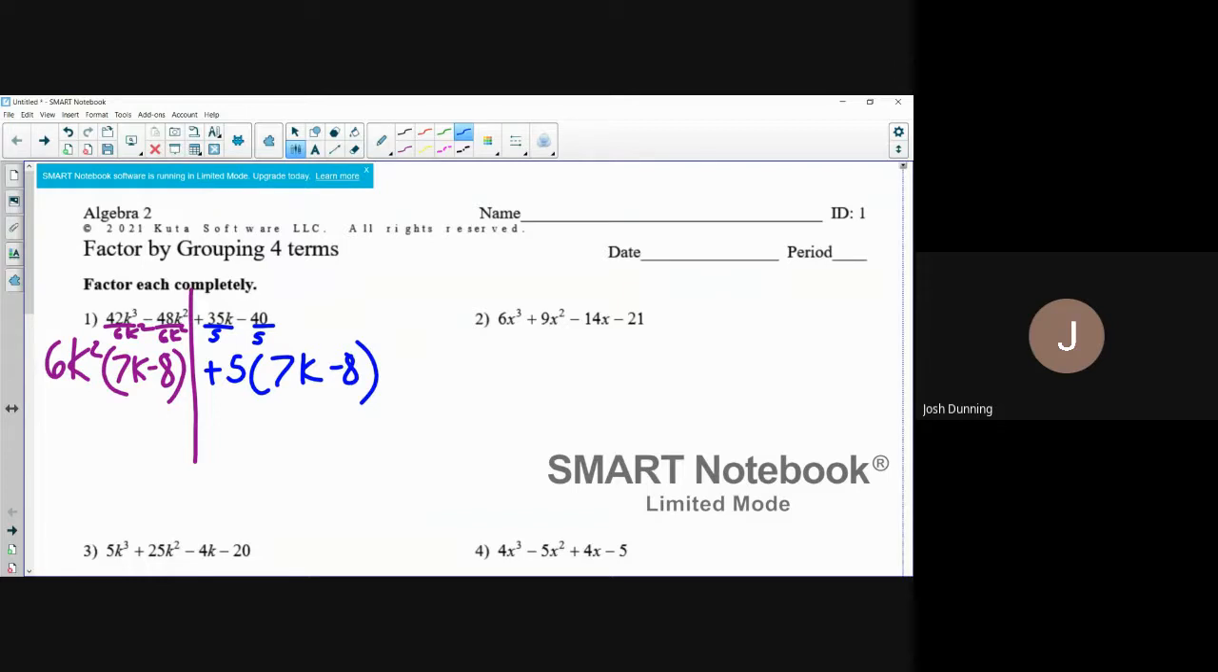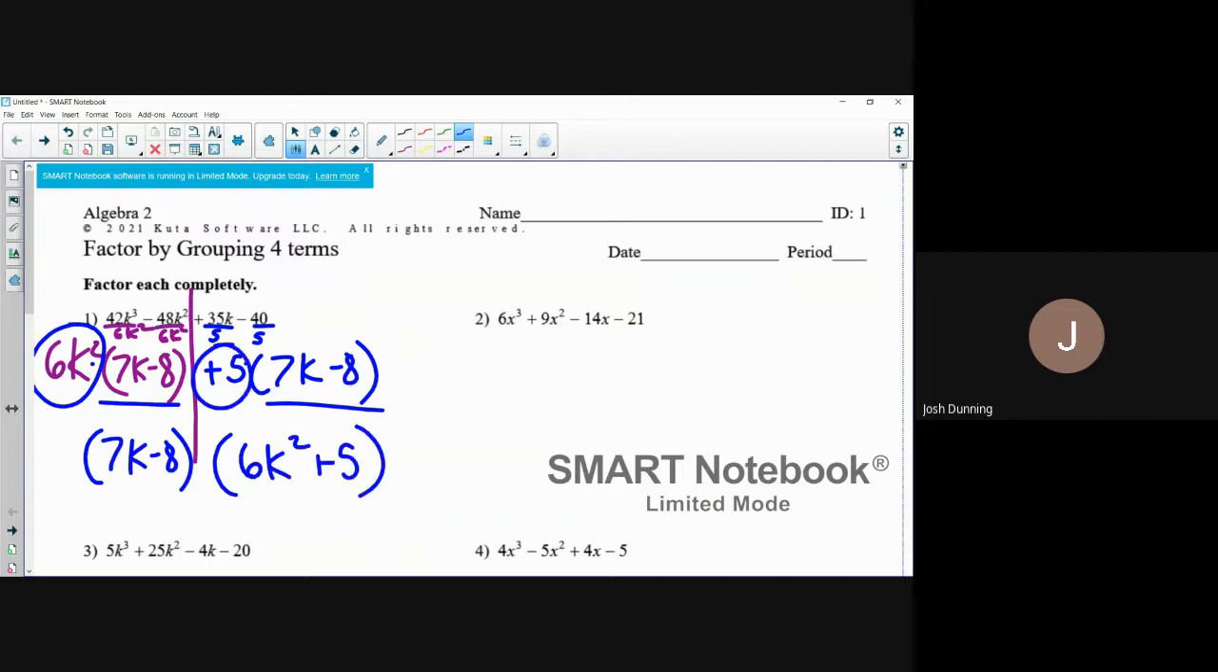Now the key to doing this, you know you're right because those parentheses will match. The way the rest of it works, this is multiplication on each side, and these match. So it's like they're common to both. So you can pull it out of both, only write it once though. And then what's left over on each side, the 6k squared, and then the plus 5, those are what's left over to become the other factor.